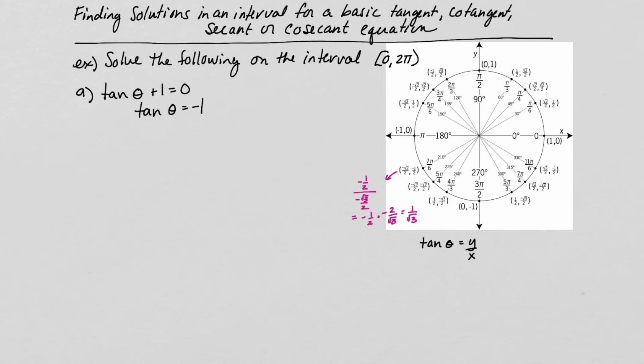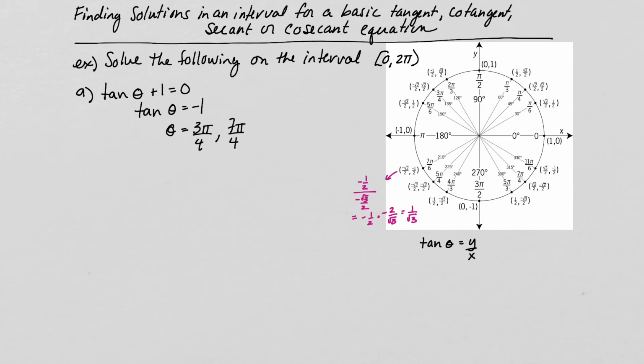So the places where it's going to be equal to -1, as we said, are here at 3 pi over 4, because root 2 over 2 divided by minus root 2 over 2 is -1. And then also here at 7 pi over 4, because again, minus root 2 over 2 divided by root 2 over 2 is going to give us that. So our two answers are going to be 3 pi over 4 and 7 pi over 4.